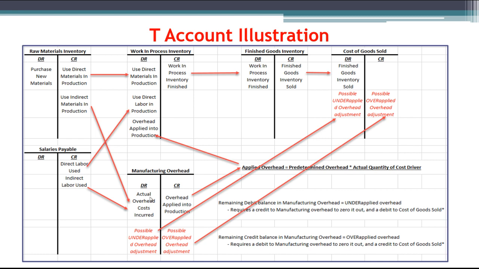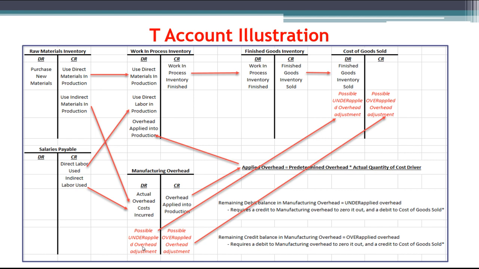When we compare our debits and credits, if we end up with extra on the debit side, we haven't completely zeroed it out. This means that we have some overhead that we haven't applied. There's overhead left, actual overhead that we have not yet applied. So it's an under-applied overhead. It ends up with a debit.